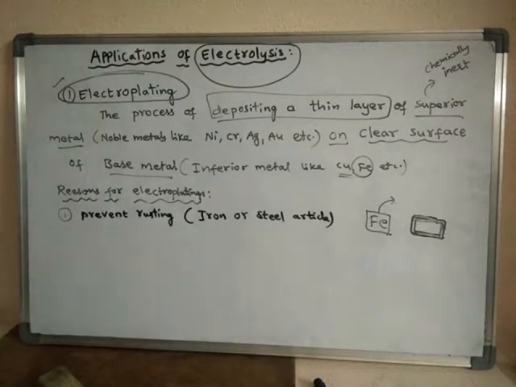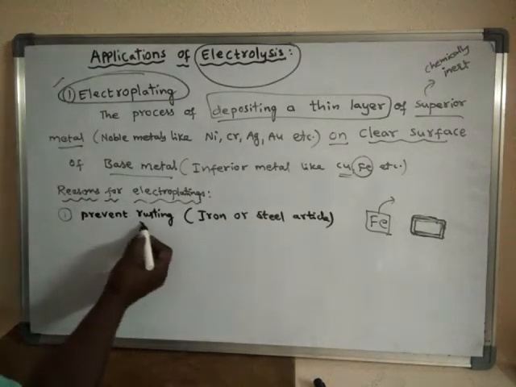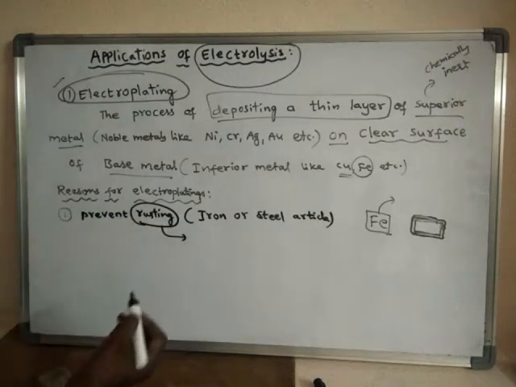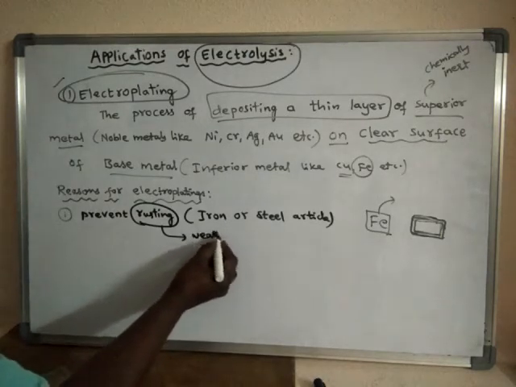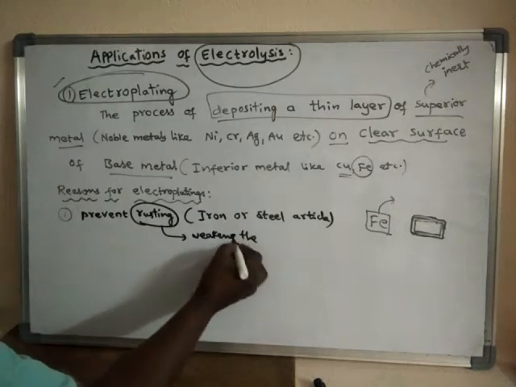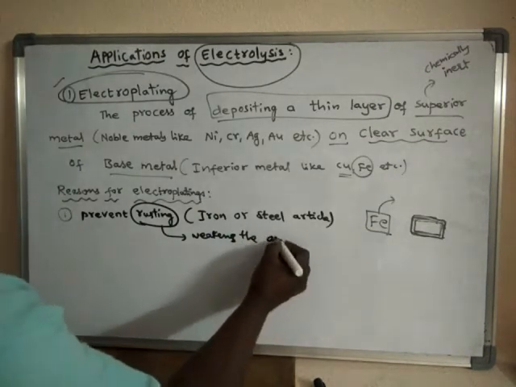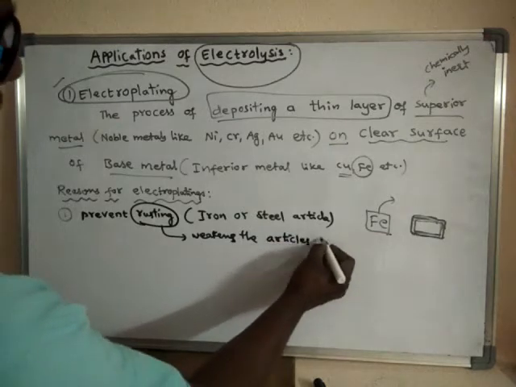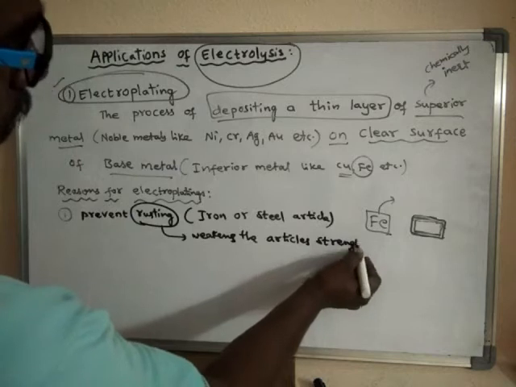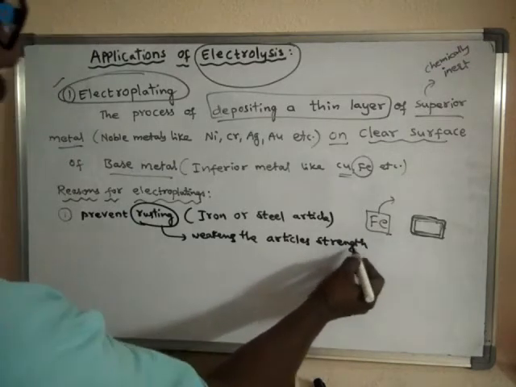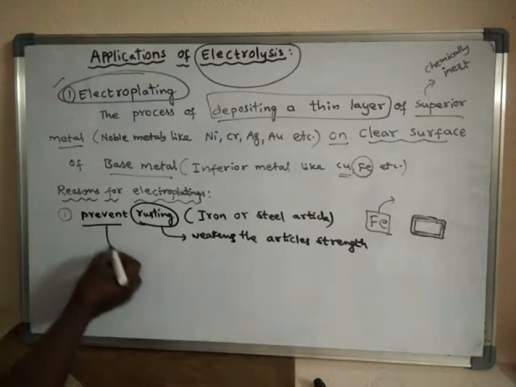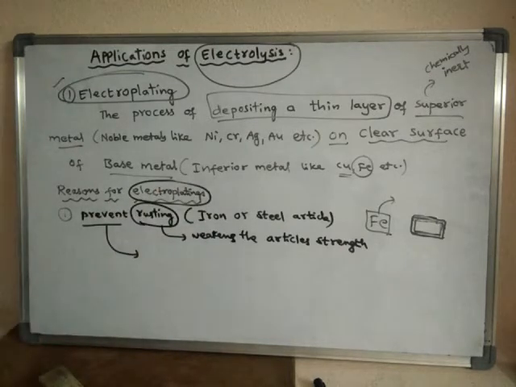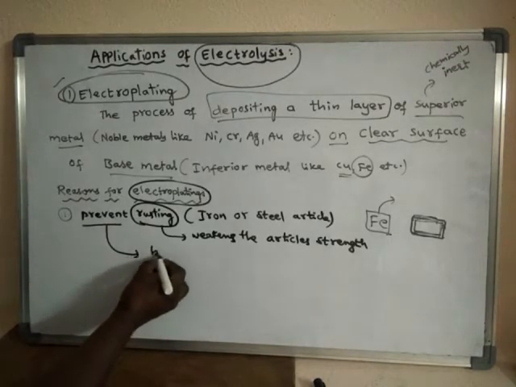Because rusting will weaken the metal. It weakens the articles, iron articles or steel articles. Rusting weakens the article's strength. That means strength is lost or decreased due to rusting. So then how to prevent rusting? Here electroplating prevents the rusting. So the prevention method is by coating.